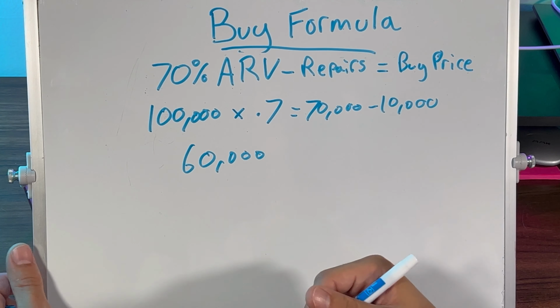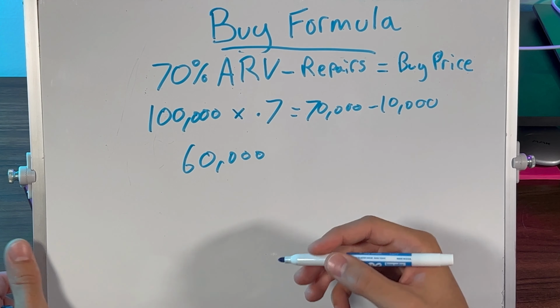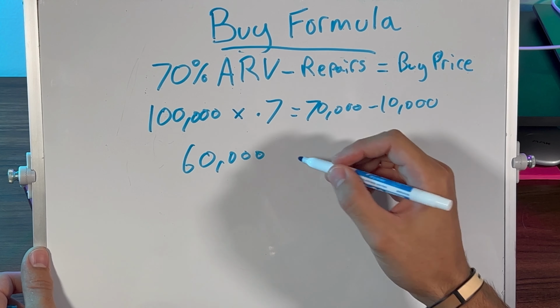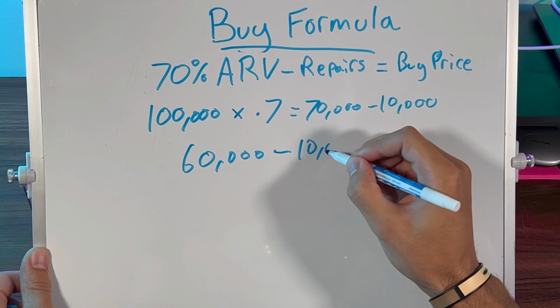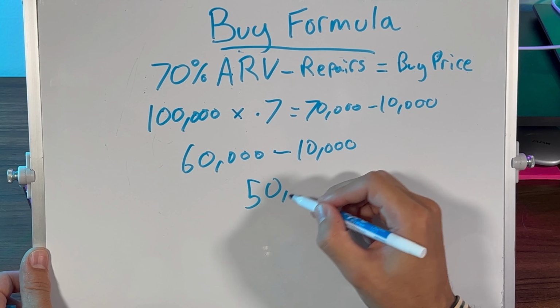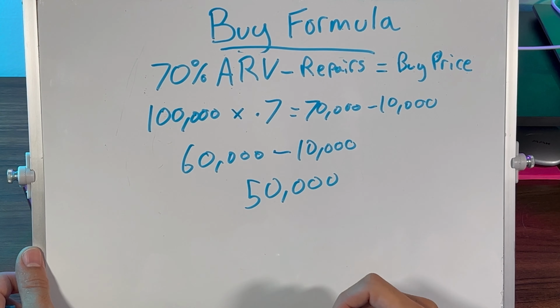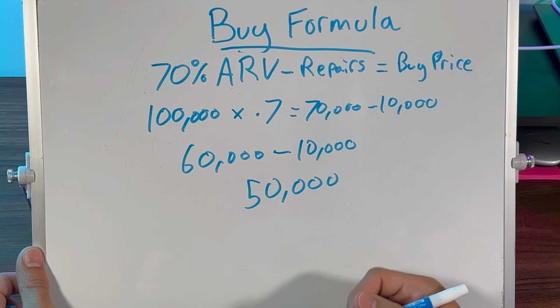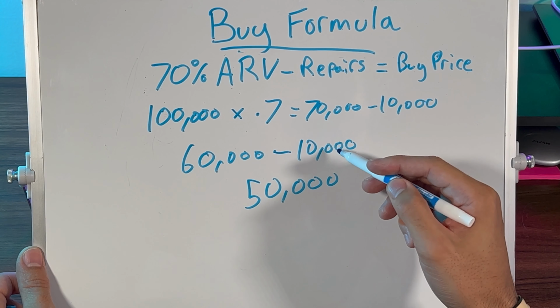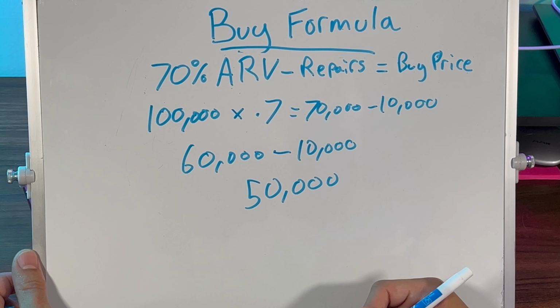So now we also need to make money as the wholesaler. So now we have to subtract our wholesale fee from that. I like to make at least $10,000 on a deal. So minus 10,000, and that's going to leave you with $50,000 is what we need to get the house under contract for to successfully wholesale it. Because then we'll wholesale it for $10,000, bringing us to $60,000, which is exactly what the cash buyer is going to be willing to pay for it.